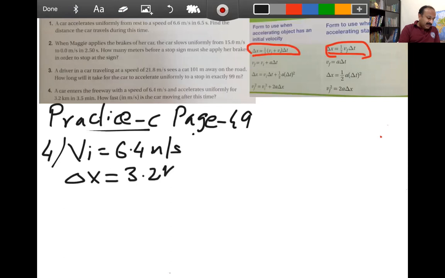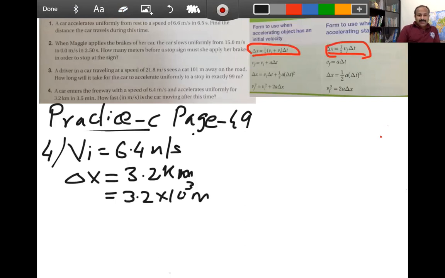3.2 kilometer. You can see the velocity is given in meters per second, so the distance should be in meters. So you have to convert that kilometer to meter. So 3.2 is 3.2 times 10 power 3, that is equal to 3,200 meters. So simply you can say 3.2 times 10 power 3 meters, because kilo is 10 power 3.